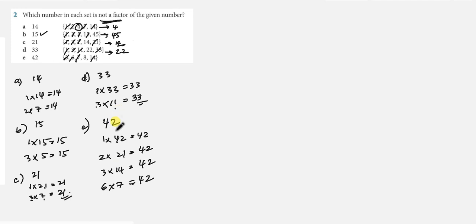Okay, the rest of the numbers are not included. So 8 is not a factor. So we are just going to write the answer is 8. Okay, we are done with questions 1 and 2. Let's move to questions 3 and 4.